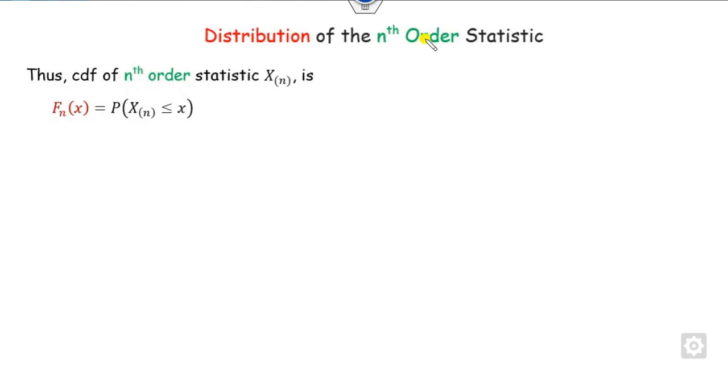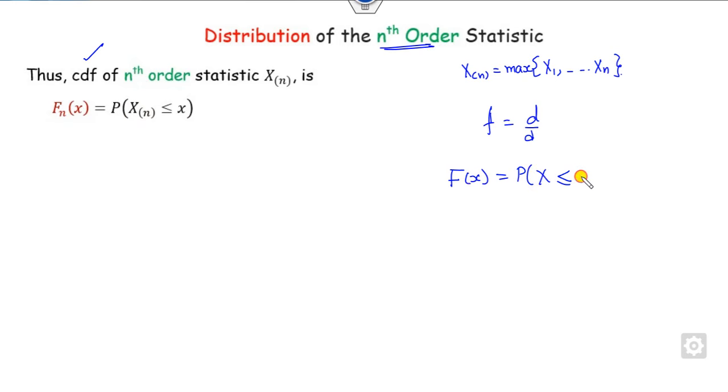Now we can start with the nth order statistic first. What is the meaning of the nth order? That is nothing but the maximum of X1, X2 and Xn. How can you define the CDF? Once you know the CDF, we can define the PDF as its derivative. What is the definition of the CDF? All of you know it is the probability that X is less than or equal to x.